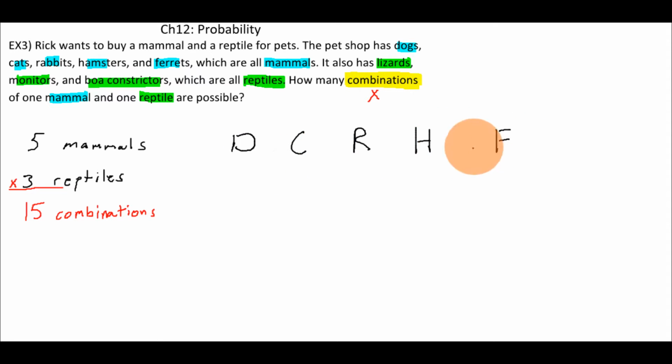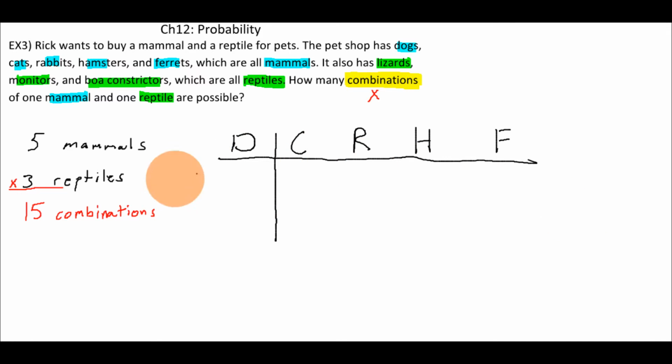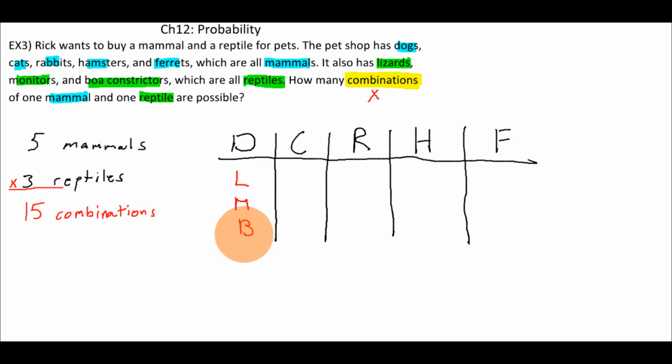Okay, now there are 2 different ways we can create our tree diagram. I want to be a little bit more organized and just list them out so that it's not spread out over the entire page. So I'm just creating a little bit of a table here. Alright, and now I'm going to choose a new color and list all of the different reptiles. Well, if Rick buys a dog, he could buy a reptile with it. And those reptiles are lizards, monitors, or boa constrictors. So I'm going to write L for lizards, M for monitors, capital B for boa constrictors. There are the 3 different types of reptiles that can be purchased.